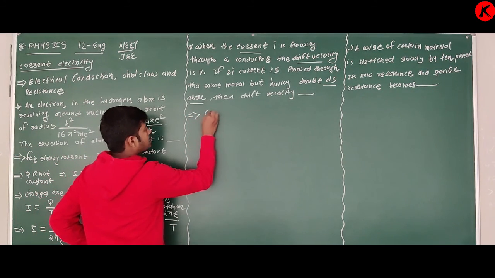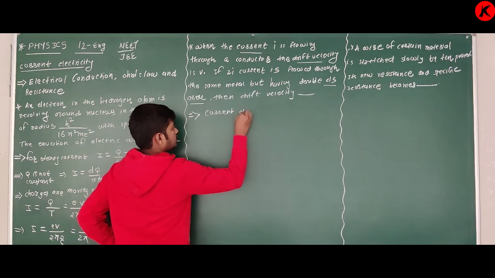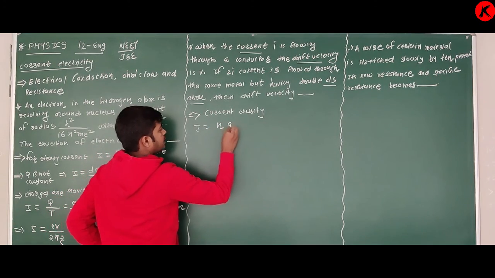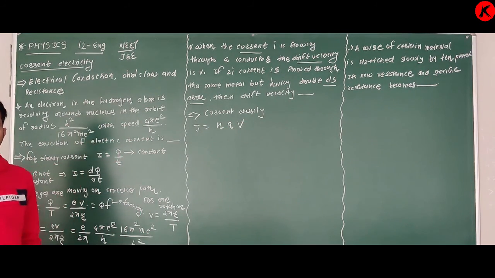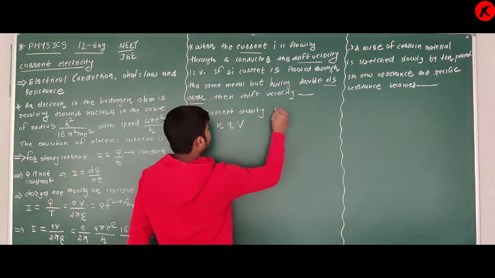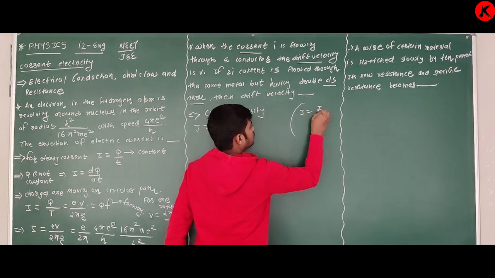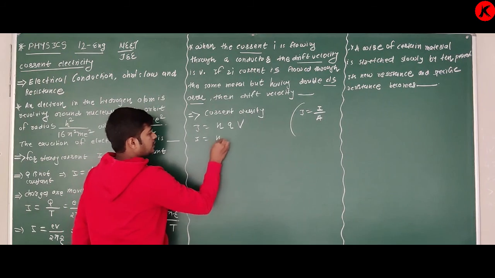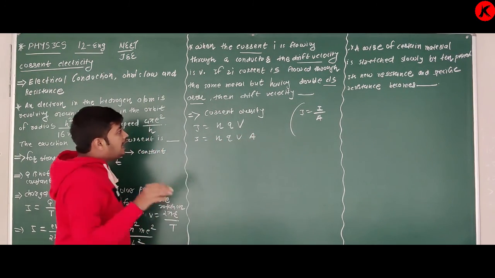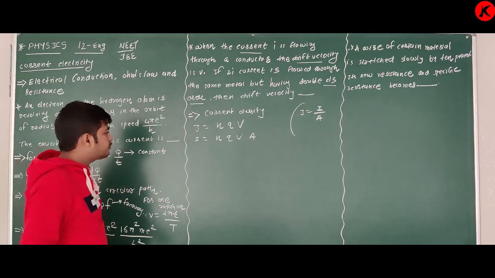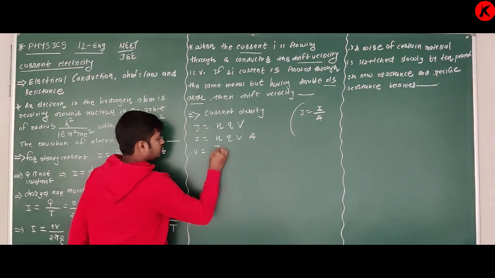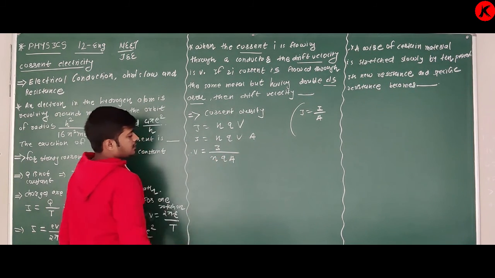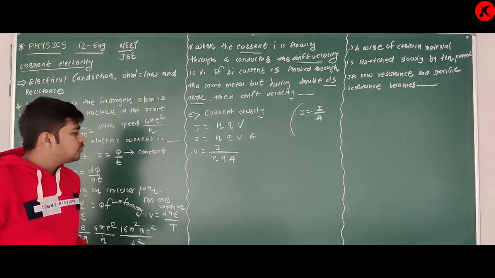Current density J is equal to NQV. And we know that current density J is equal to I upon A. So I can write I is equal to NQVA. As you have to find drift velocity, make drift velocity the subject. So therefore V is equal to I upon NQA.